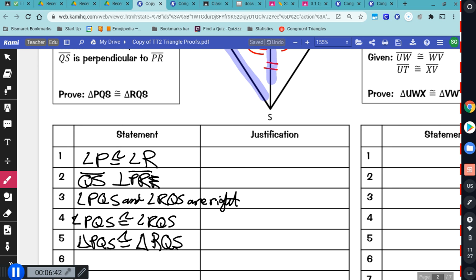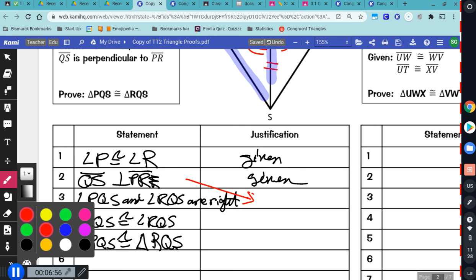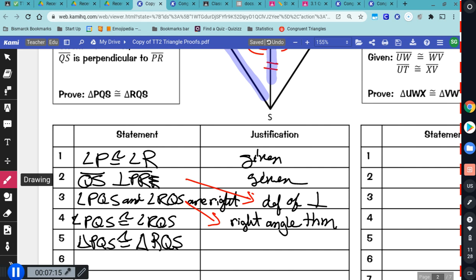So now, hopefully you filled in the justifications. These first two were both given. The second one, we know that those are right angles because we just had a statement that said they were perpendicular. So it's going to be definition of perpendicular. And then we just had a statement that said they were both right, and since they're right, they are congruent. All right, and then the triangles themselves are congruent because of angle, angle, side.